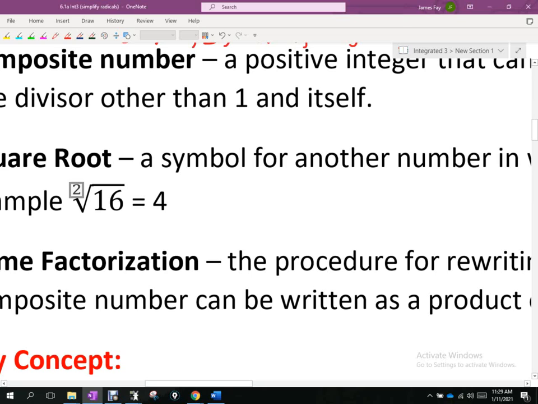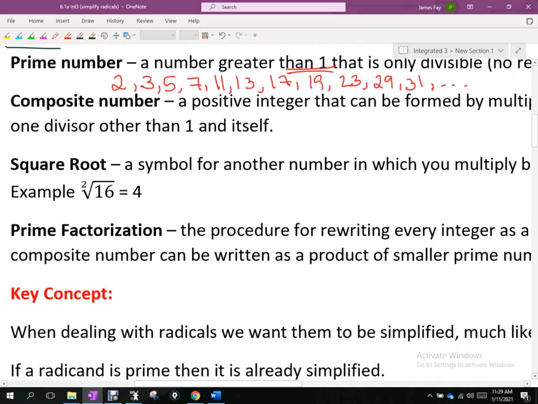If I just say root 16 or radical 16, I'm telling everybody that there's an understood 2 here, but square root is more informative, I believe. So that's what a square root is. Okay, radical 16 or square root 16 is a symbol for the number 4. So I take 4 times 4, do I get 16?